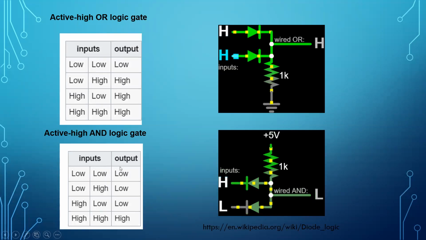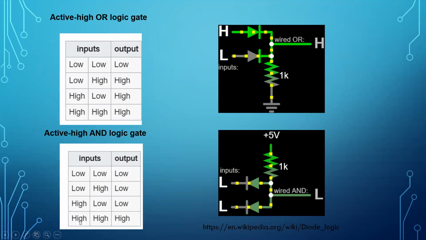Similarly, if I want to create an AND gate using diodes, you have to connect the diodes in such a manner. If both the diodes have low input, then both will conduct, and you'll get a zero output. Similarly, if one of them is conducting, that is, the input is low, that diode will become forward biased and conduct, and then also you have a low output here.